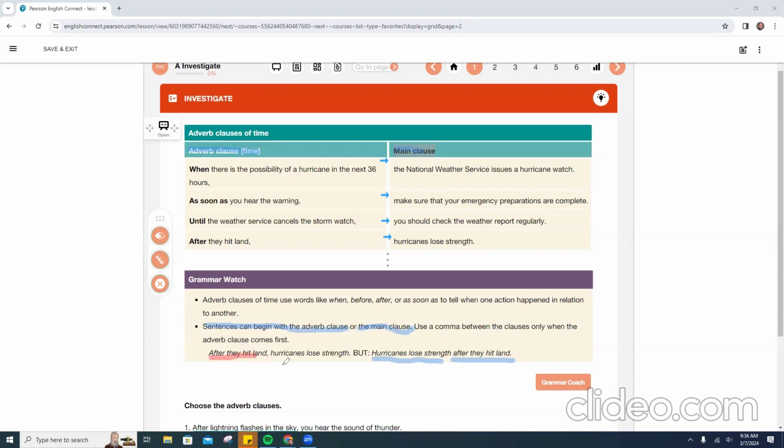This one here, comma, this one here. But if I do the main clause first and the time clause second, I can also do it like this. The only thing that I don't put would be the comma.